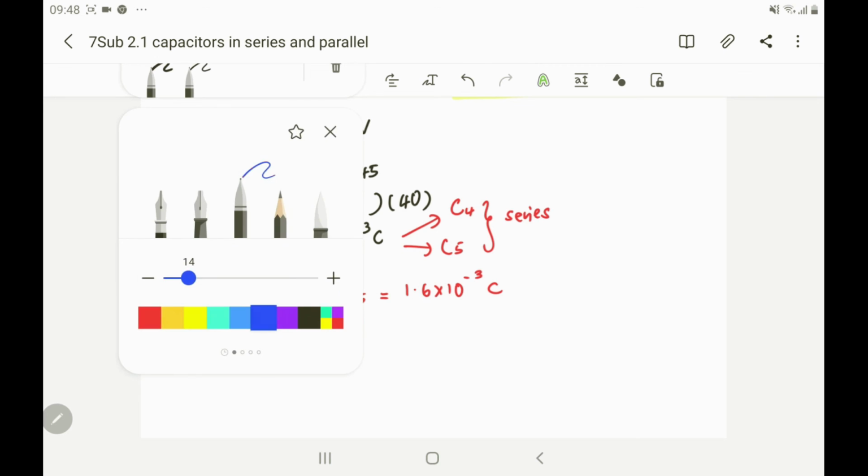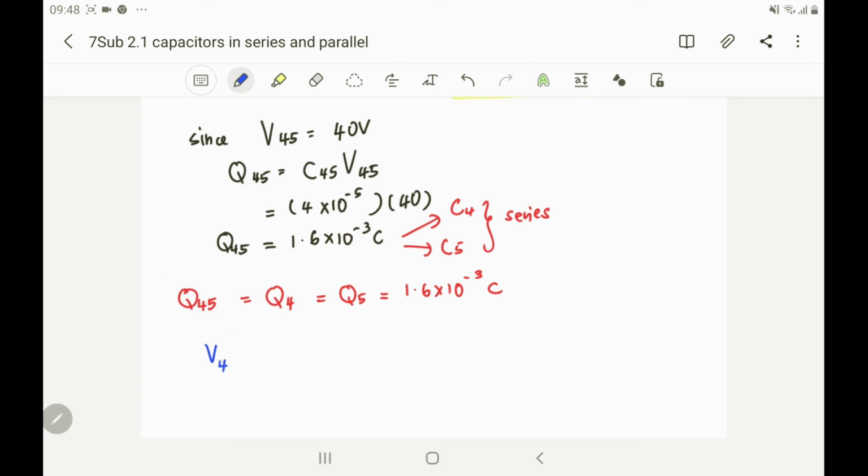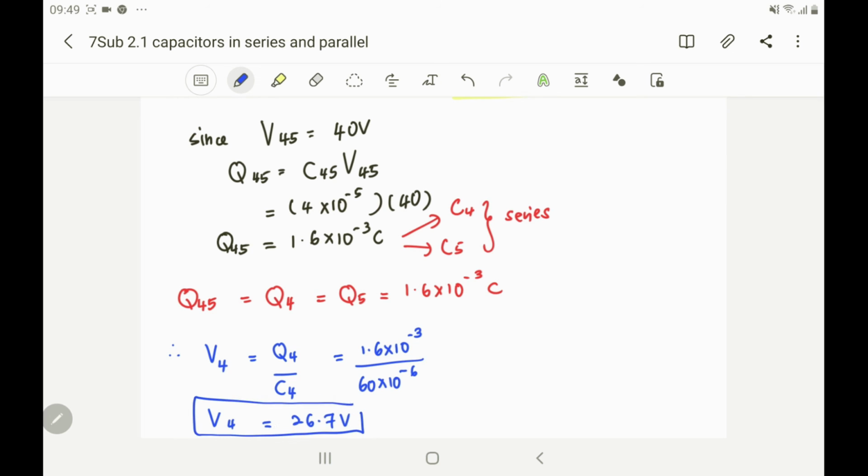So therefore, from here we can calculate V4 is equal to Q4 over C4, and it's equal to 1.6 exponent negative 3 over C4. C4 is equal to 60 microfarad, and it's equal to 26.7. Tu dekat bawah lah. Okay, and therefore V4 is equal to 26.7 volt. Okay, ni jawapan dia.